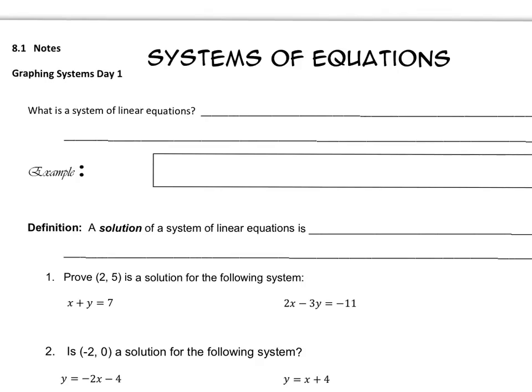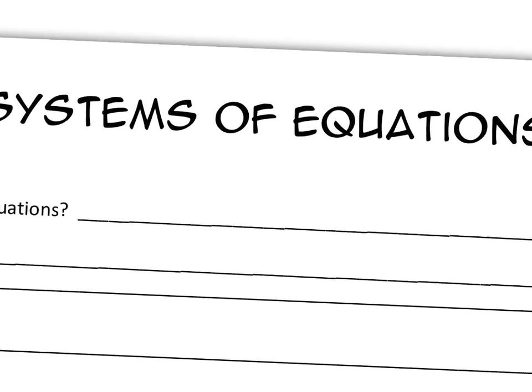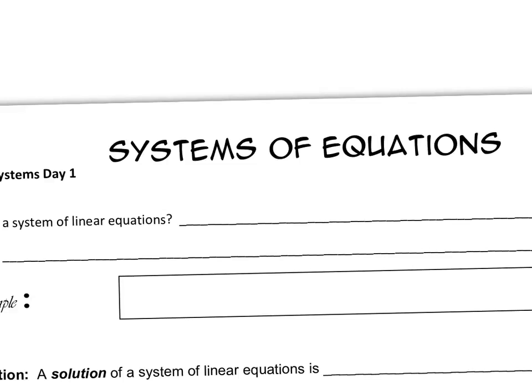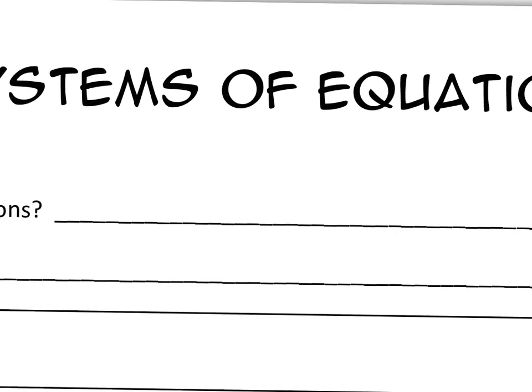So for today's video lesson, you are going to be learning about systems of equations. And you're probably wondering, well, what is a system of equations? The easiest way I can tell you to identify what a system of equations is, is to notice that when you read systems of equations, there is an S there. So on the end of equation, it's not one equation, it's going to be more than one equation. And that's exactly what a system of linear equations is.